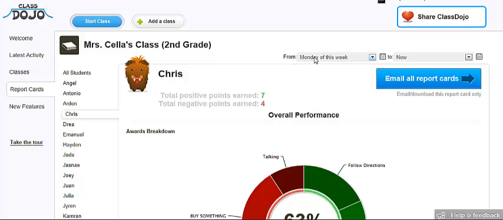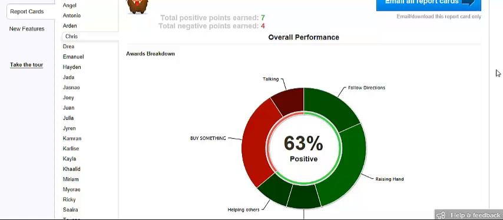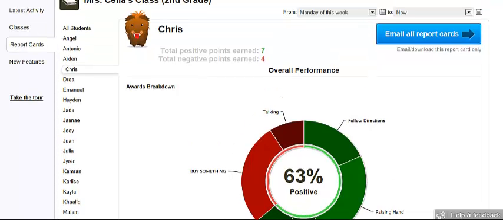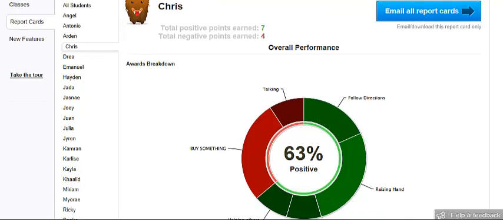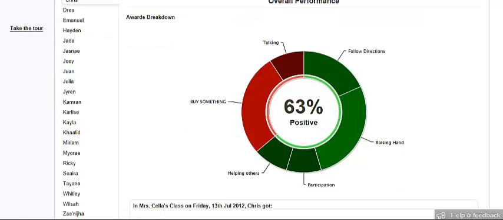And you can even choose a time frame. If you wanted to go back and look at certain days or an entire week or month, or even from the beginning of the school year until now, you can look at an individual student or the whole class and see what percentage they received on the reports based on their behaviors. So this is Class Dojo, and this is how I manage my classroom.